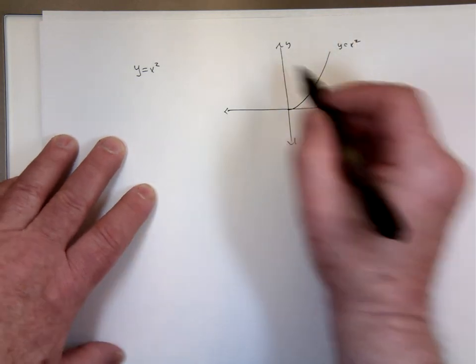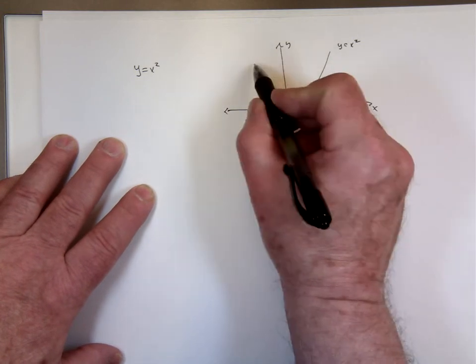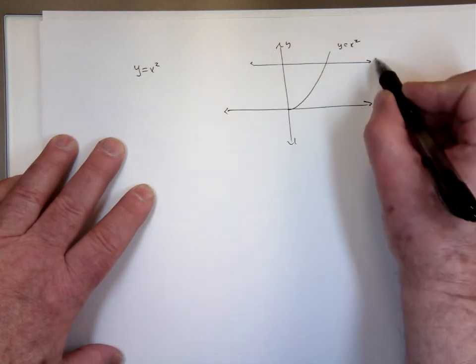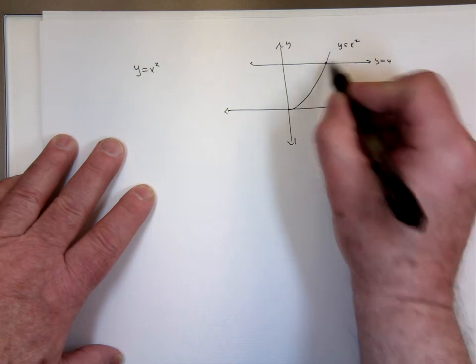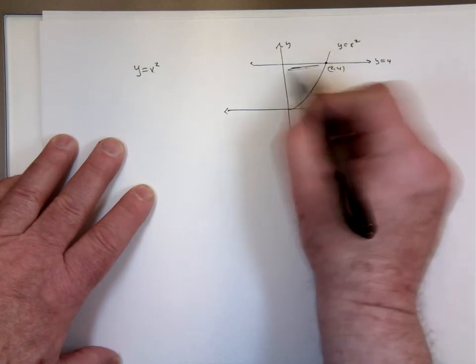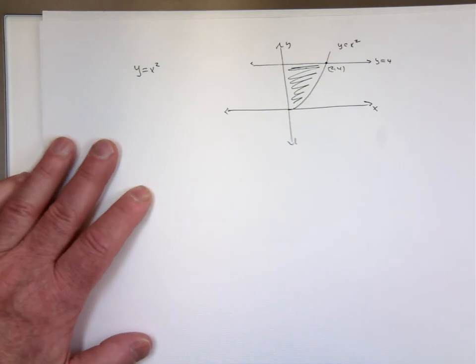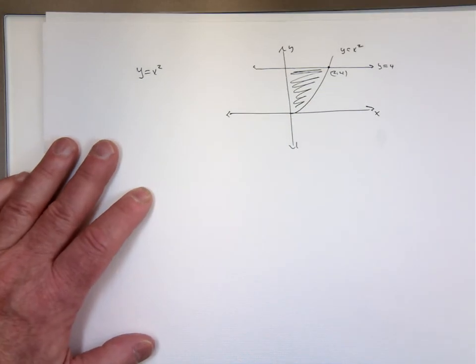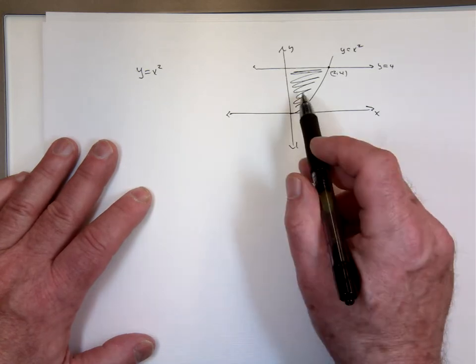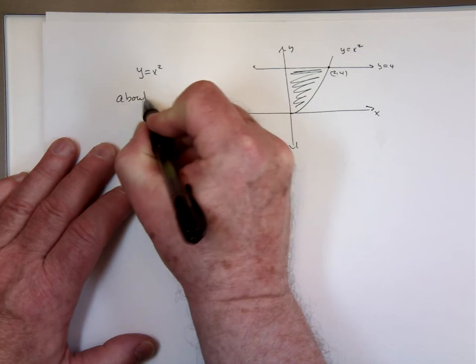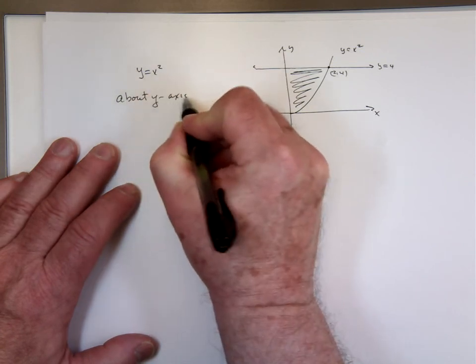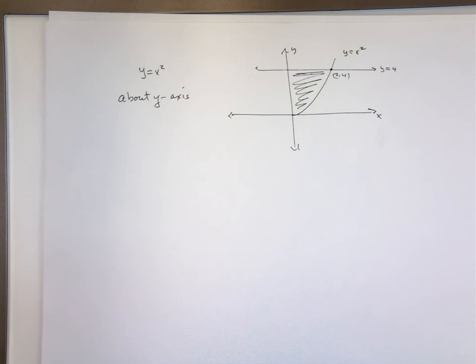Here's the area in question. And here's what I want you to do. I want you to find the volume of the solid generated by revolving this area about the y-axis. You're going to take this area, revolve it around the y-axis, and find the volume of the solid of revolution. And I'd like to have you do it 2 different ways. One with x's, and one with y's.